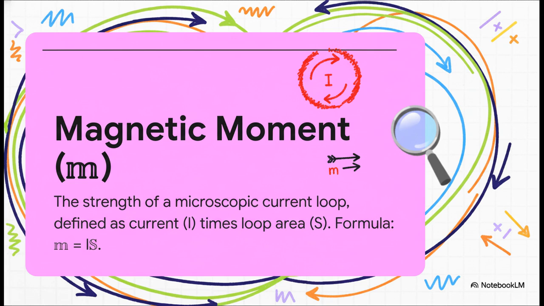The parallel is just perfect. But there's a key difference. Unlike an electric dipole, you can't ever separate the north and south poles of a magnetic moment. It inherently creates what we call a pure vortex field.